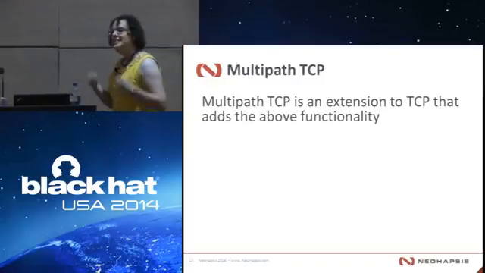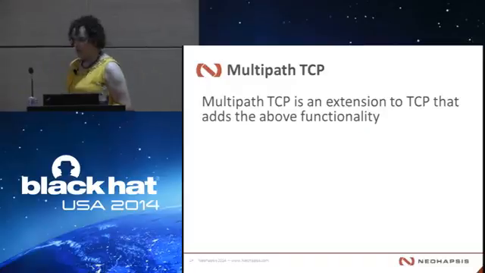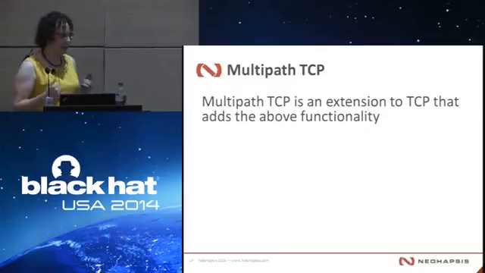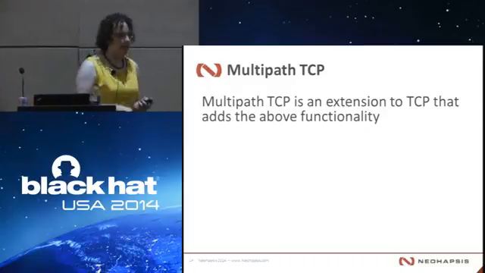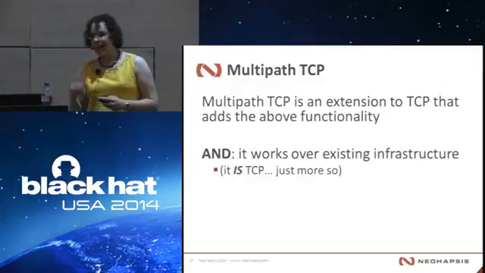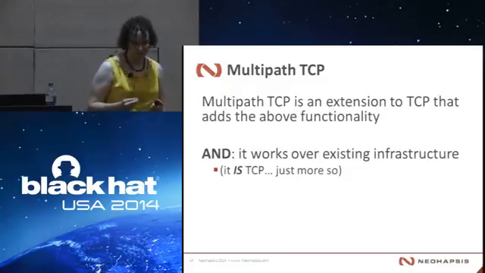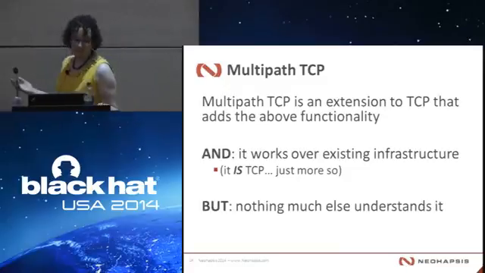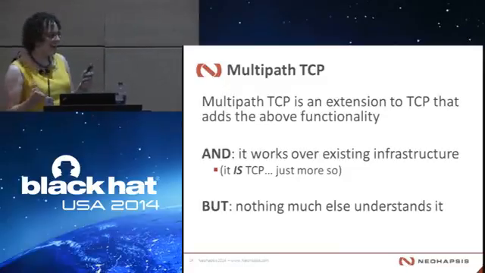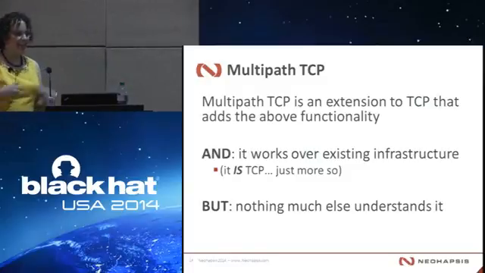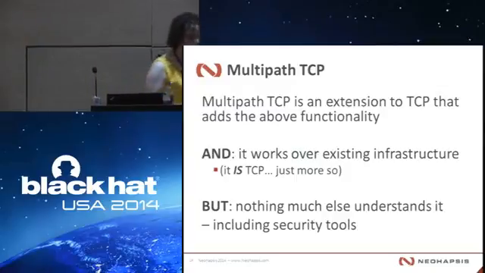Multipath TCP. It's an extension to TCP, so it's bolted on, strapped onto TCP, that adds functionality to deal with the above. Because it's an extension, it works on most existing infrastructure, because it is TCP. However, nothing much else understands it, even the devices that pass the traffic, including security tools.